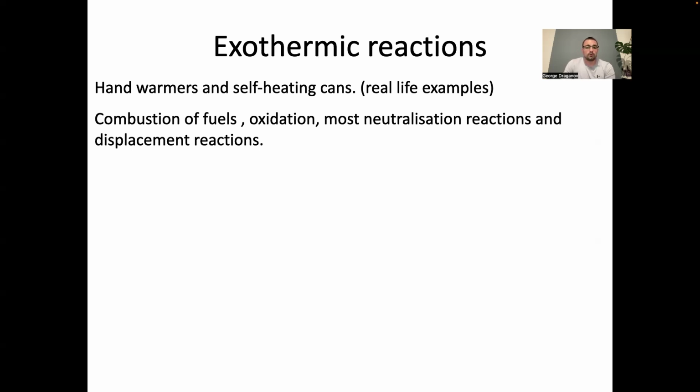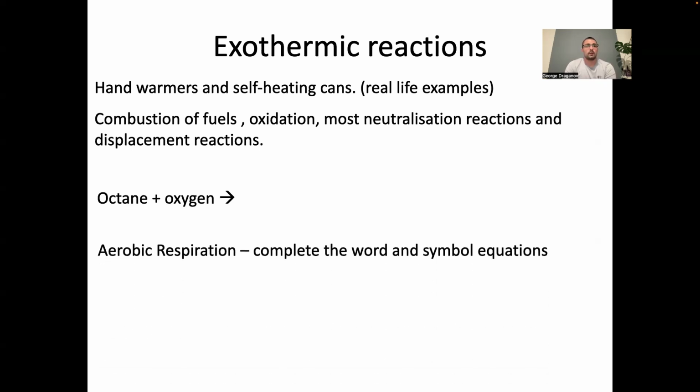There's one more really important reaction. The really important one is aerobic respiration. That one is also exothermic and a good real life example. So just know some of these examples.